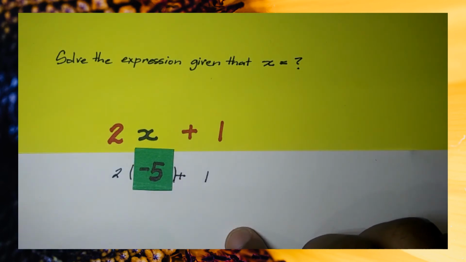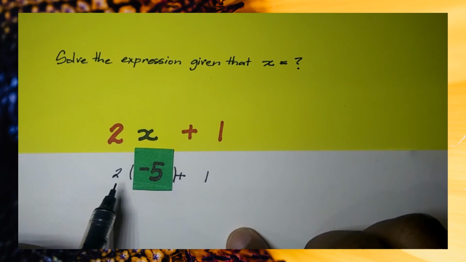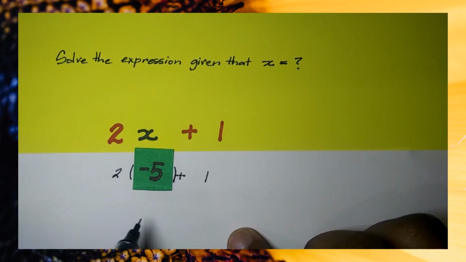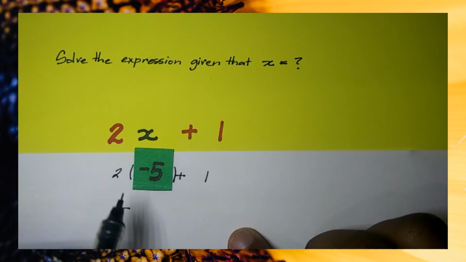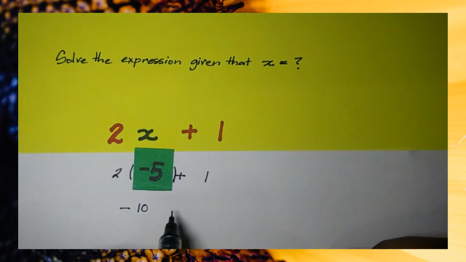Now apply the distributive law. What's on the inside of the brackets, I multiply it by what's on the outside of the brackets. So positive times negative gives me a negative. And 2 times 5 gives me 10. Am I finished? No, I have that plus 1 to throw on.